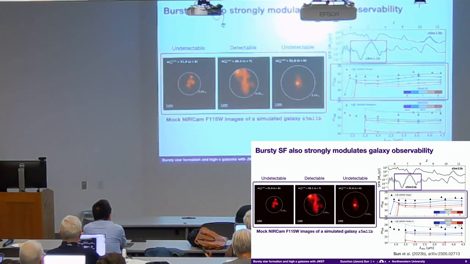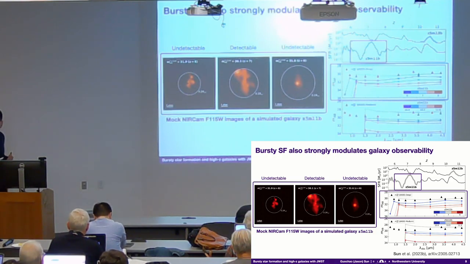All right, so now that we have discussed the implications of bursty star formation for the abundance of galaxies at cosmic dawn, let's shift gears a little bit to talk about some other implications of burstiness for galaxy observations in general. In this other recent work, we look into the implications of bursty star formation for the observability of galaxies. So what do we find?